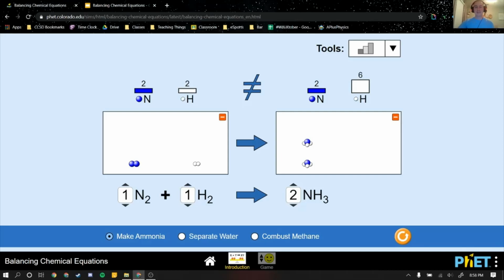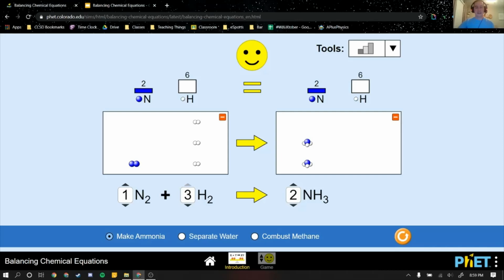Well, again, I can't subtract from this 6. I have to add to the other side to make this 6. So how do I make H2 6? Well, if I can only add 2 at a time, add 2 more, I get 4. Add 2 more, I get 6. And now my equation is balanced. I've got 2 nitrogens, 6 hydrogens on either side.